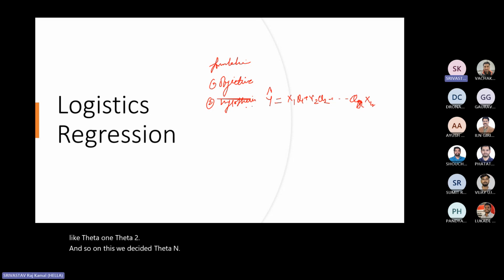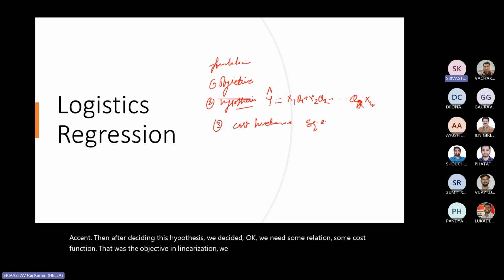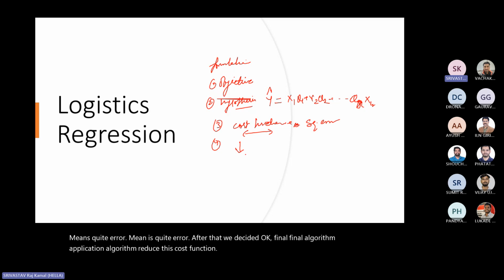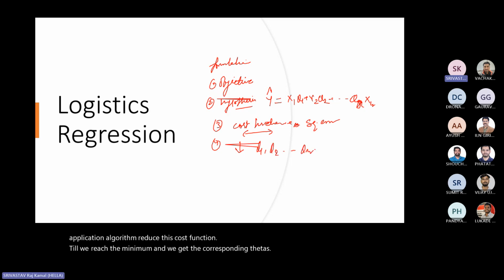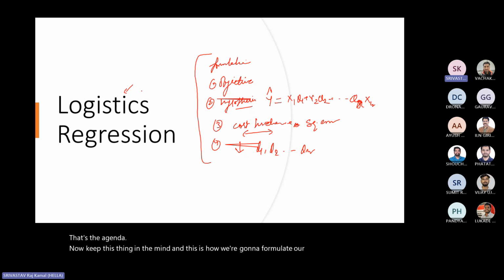Then after deciding this hypothesis, we decided we need some cost function. In linear regression, we decided this is going to be the mean squared error. After that, we decided on the algorithm: reduce this cost function until we reach the minima and get the corresponding thetas. That's the agenda. Keep this in mind, and this is how we are going to formulate this algorithm. But before that, let's understand what the objective is.